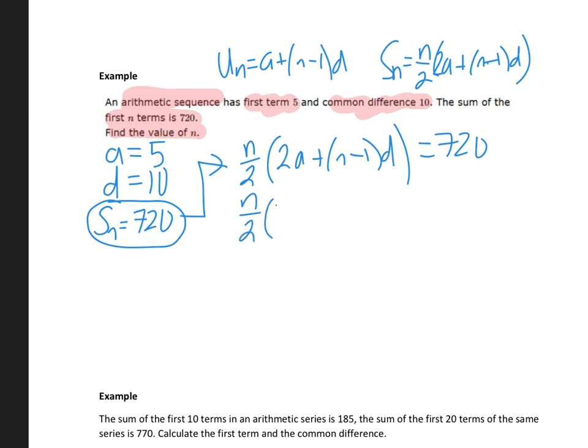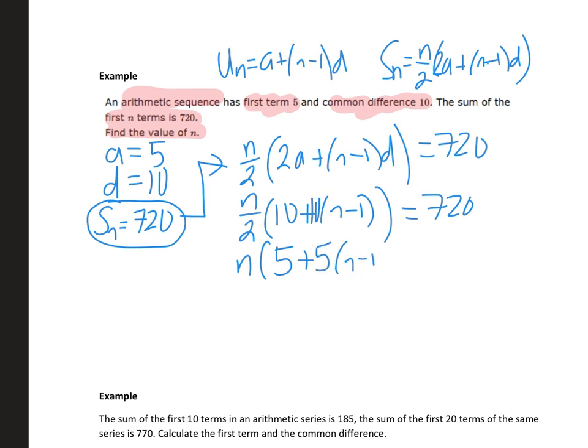2 times A, so 2 times 5 is 10, plus n minus 1 times D, which is 10. So I'm just going to put 10 to the front of that bracket, equals 720. Now to solve this, I could times both sides by 2, but I'm just going to expand that bracket by the half instead. So I'm going to get 5 plus 5n minus 1 equals 720, just to make the numbers smaller rather than bigger. But if you want to times both sides by 2 instead, you can.